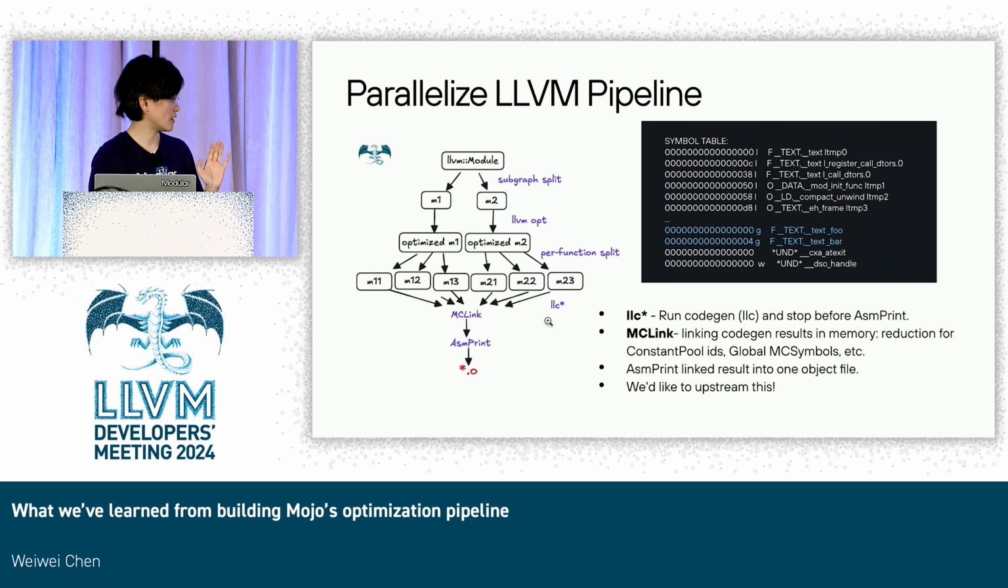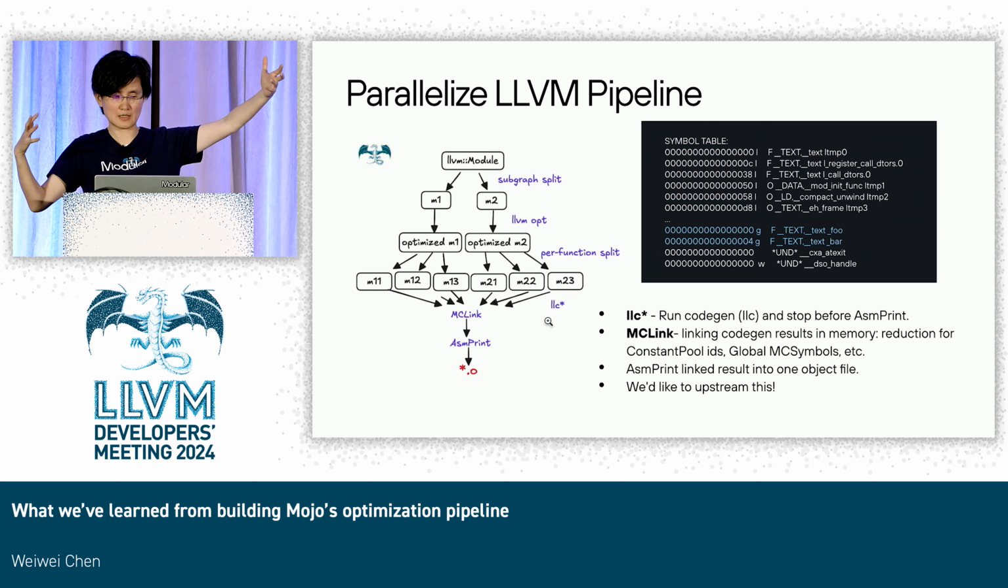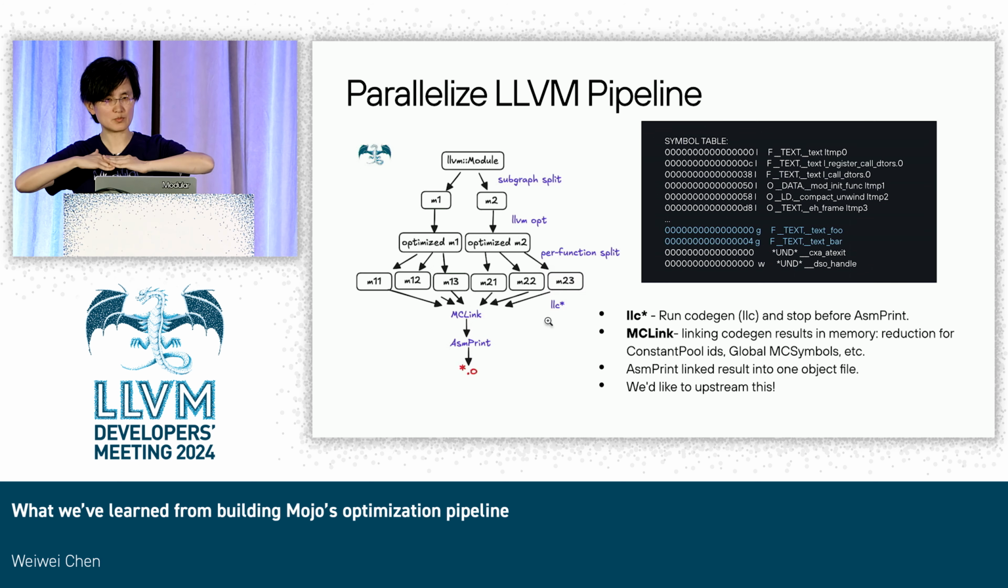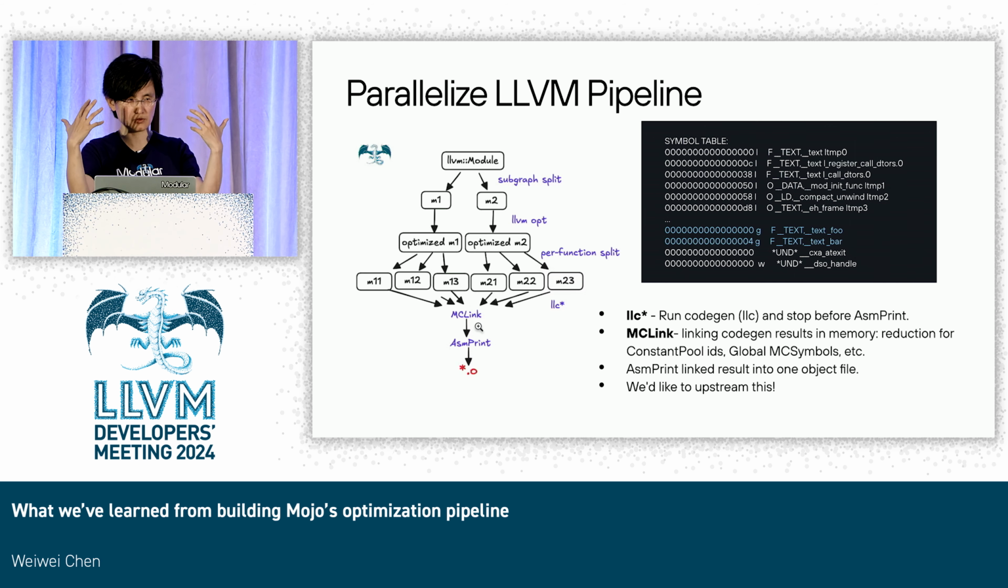First of all, when we run the CodeGen part, which is similar to LLC, we run the full CodeGen doing instruction selection and stuff like that, but we stop right before ASM print for each split. Then we build this thing called MC link, which will link the CodeGen result in memory. It will do a bunch of reduction kind of work to bring all the constant pool IDs and global MC symbols into one MC context.